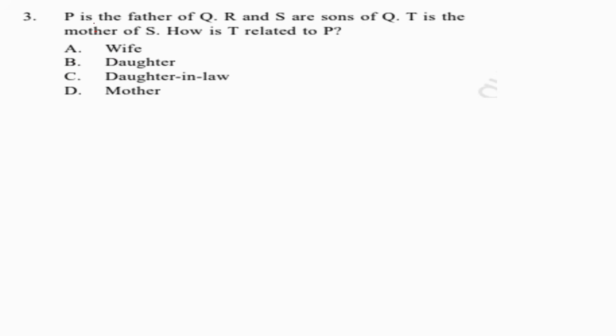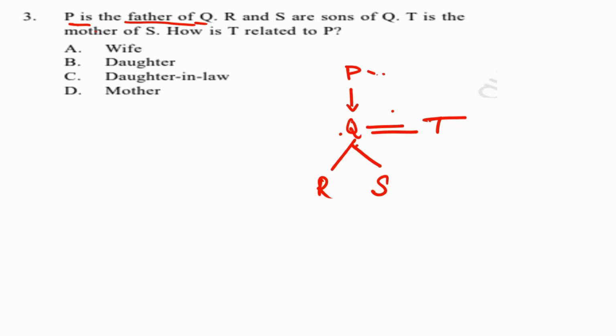Moving on to the next question, a blood relation question: P is the father of Q. Let's have the diagrammatic representation of the question. P is the father of Q. R and S are sons of Q. T is the mother of S, which means she is the wife of Q. So how is T related to P? T is the daughter-in-law of P in that case. Husband's father, so daughter-in-law. Option C is the answer.